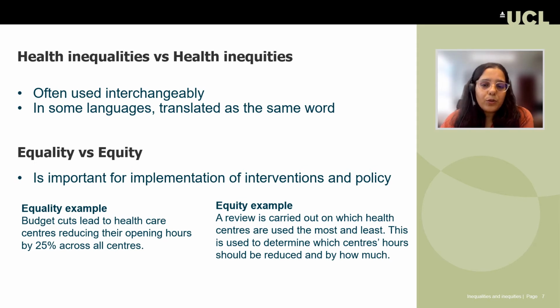An equality approach would be to cut all of the healthcare centres in the area by the same number of hours at the same times. However, this solution may not be equitable. The reduction of the hours will have less of an impact on those who use the healthcare centre less because they are relatively healthy, and it will impact those who already have poor health and need more frequent access to the services. A more equitable solution would be to review which centres are used most frequently and to use this information to reduce the hours where there is already less demand.